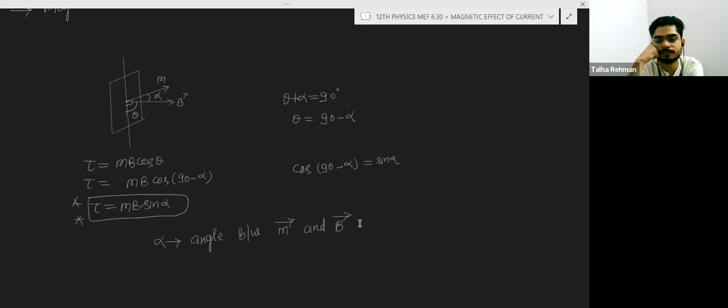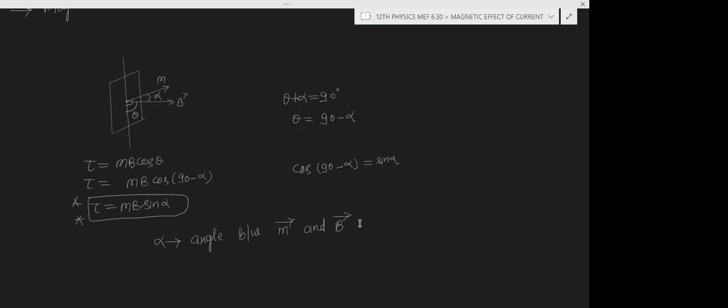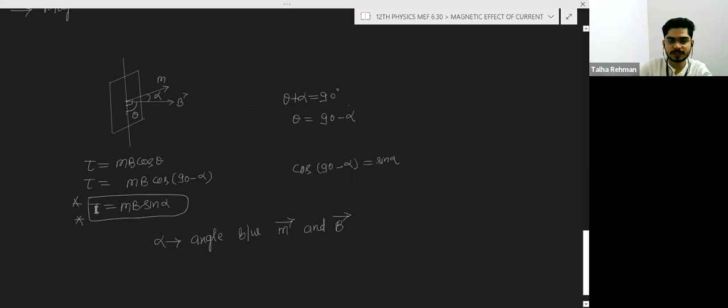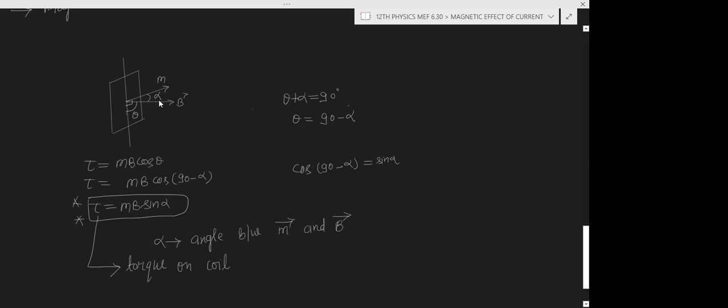Completed? Yes, sir. Matthew completed? One second. So this formula, this is the torque. Tau is the torque here. Torque on coil is given by the magnetic moment of the coil, the magnetic field in which the coil is placed, and sine alpha. Alpha is the angle between the magnetic moment and the magnetic field. You can see from this diagram also.